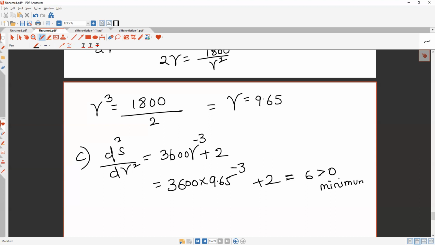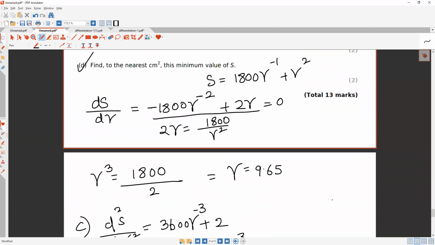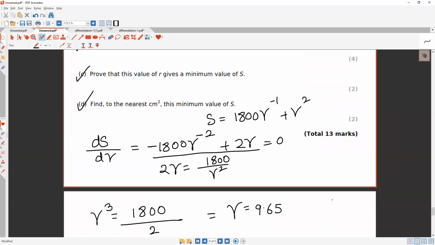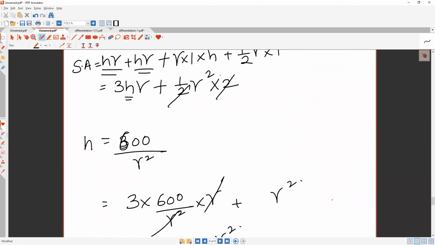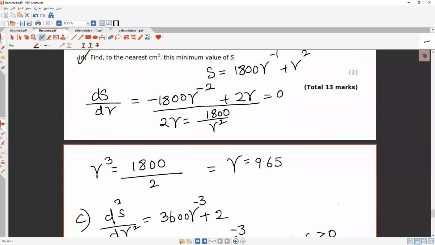Is this correct? Is this the answer you guys got as well? Yeah. Fine. Let's go with the D part.